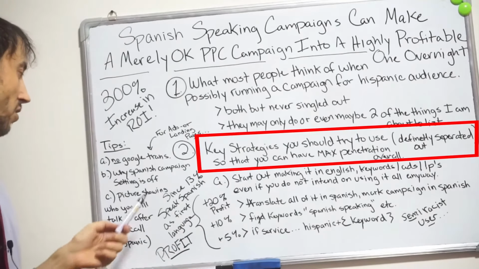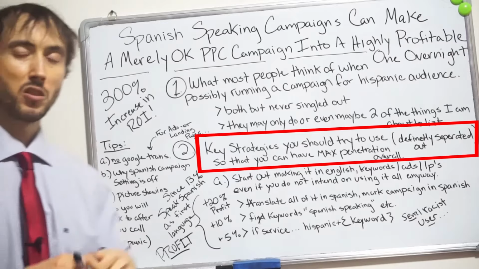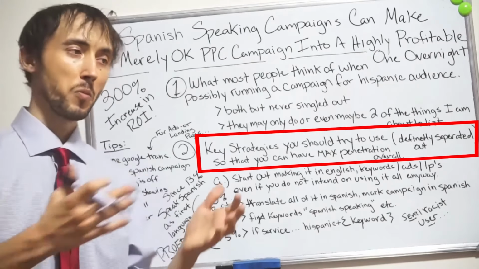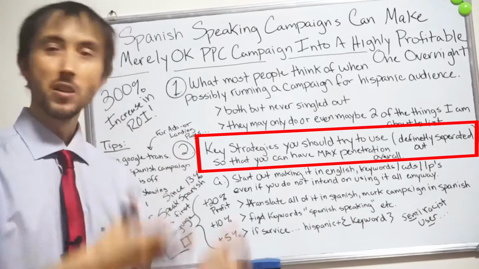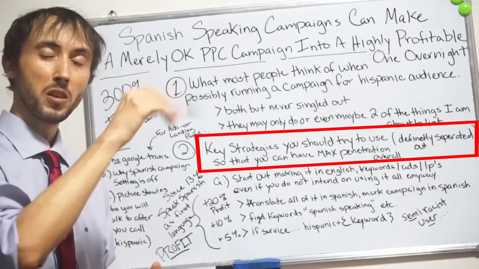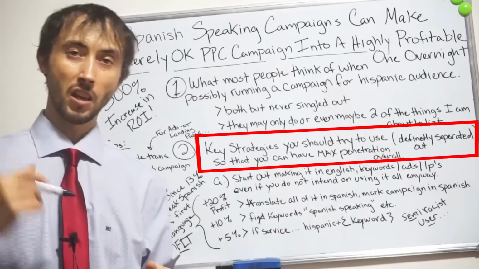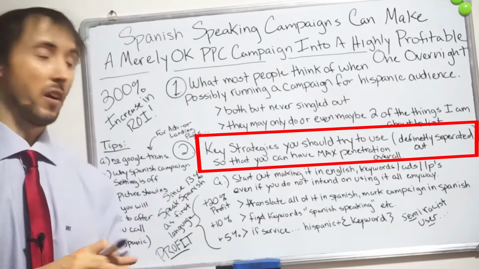So the last thing is you want a picture showing who the user will talk to after they call. So you got a Hispanic person reading your landing page. They think, oh, this is great. I know exactly what they do. I trust them. I want to call now. Have a picture of a Hispanic person that looks like they'll actually answer the phone or actually do the service. That'll help you even more.